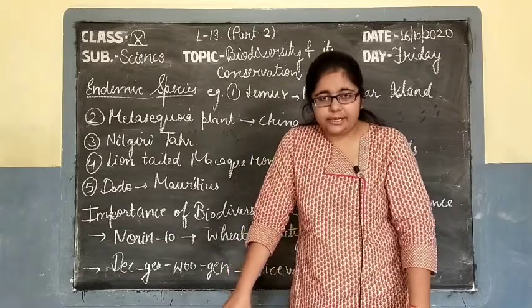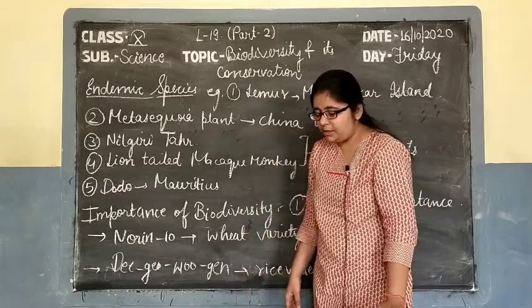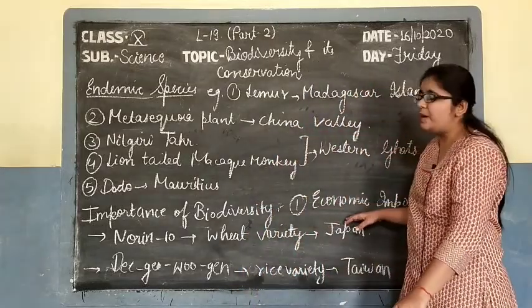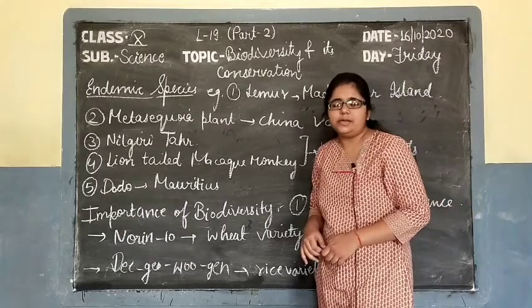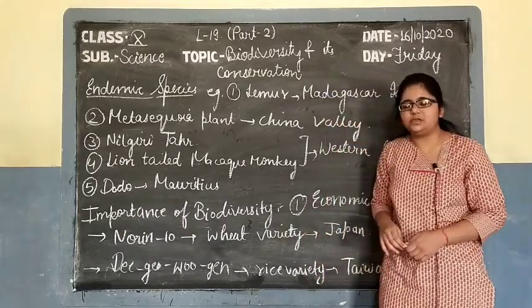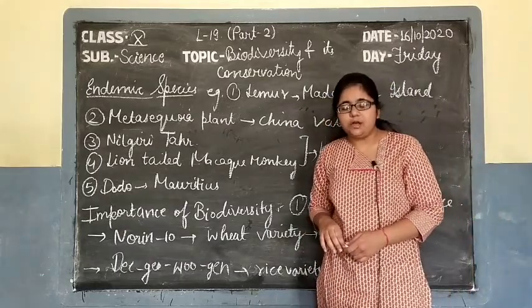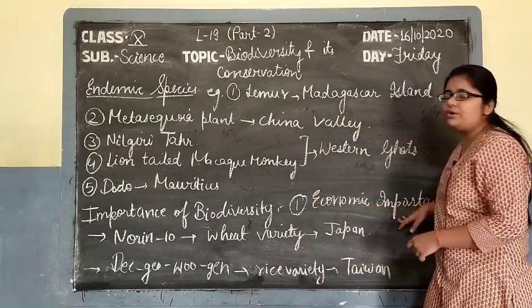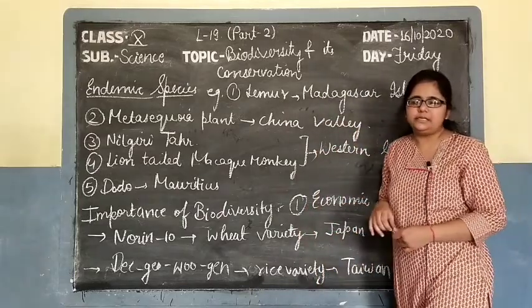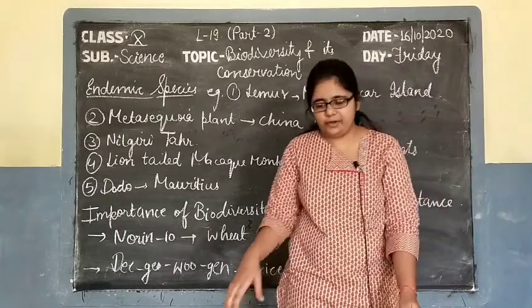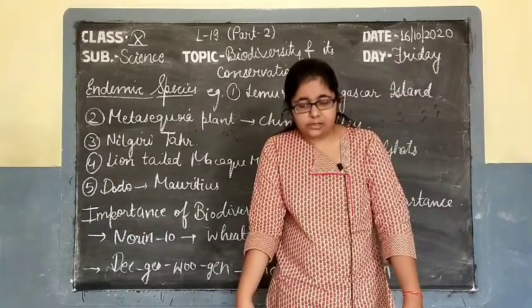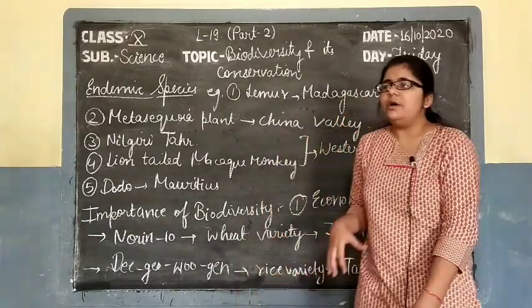So now, after endemic species, we will discuss the importance of biodiversity. This importance of biodiversity is further classified into three main parts. First of all, we will discuss the economic importance, then the medicinal value, and the third one is the environmental value. So first of all, the economic value.